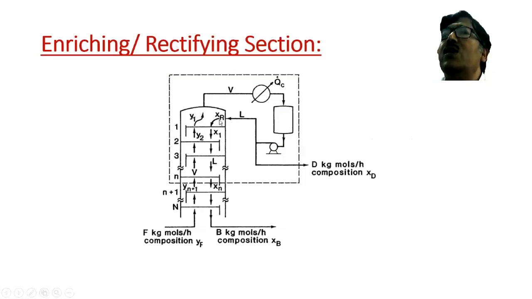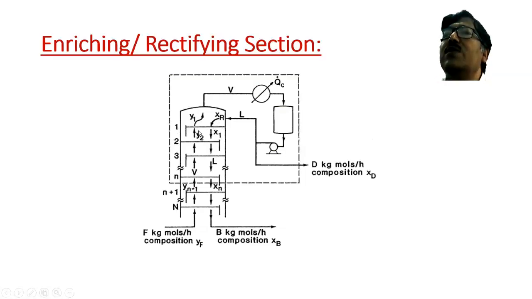Here you can see there are two streams entering this particular plate number 1. Plates are numbered from the top. So the first plate is plate number 1, the second plate is plate number 2, then 3, and so on. Now with respect to plate number 1, you can see there are two streams entering.